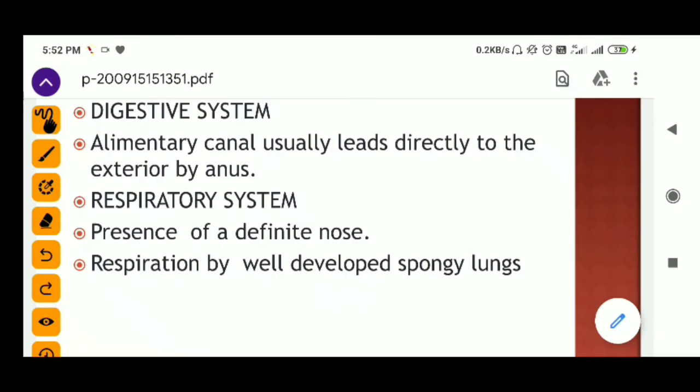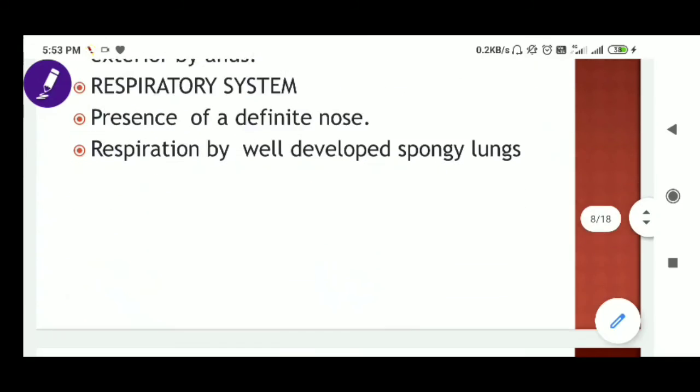Coming to respiration, through inhalation and exhalation of air, every mammal possesses a definite nose. Respiration is by well-developed lungs. All mammals respire through the nose, and the air goes directly to the lungs and alveoli, and the oxygenated blood carries it throughout the body.